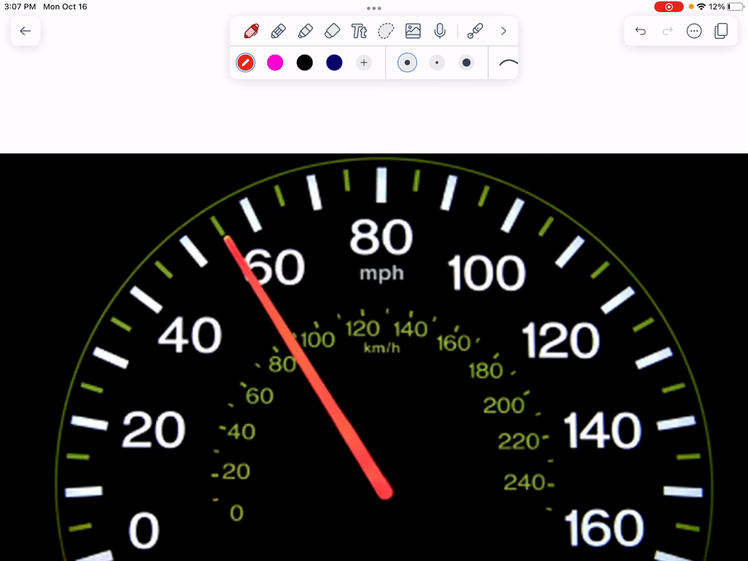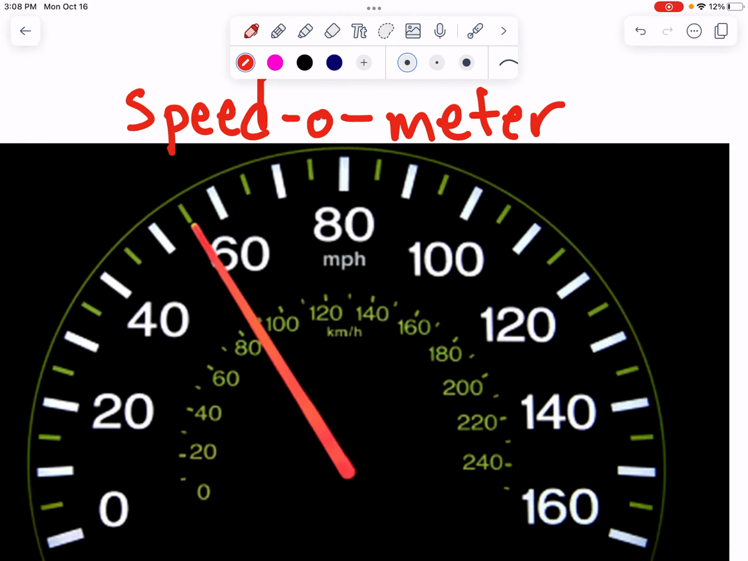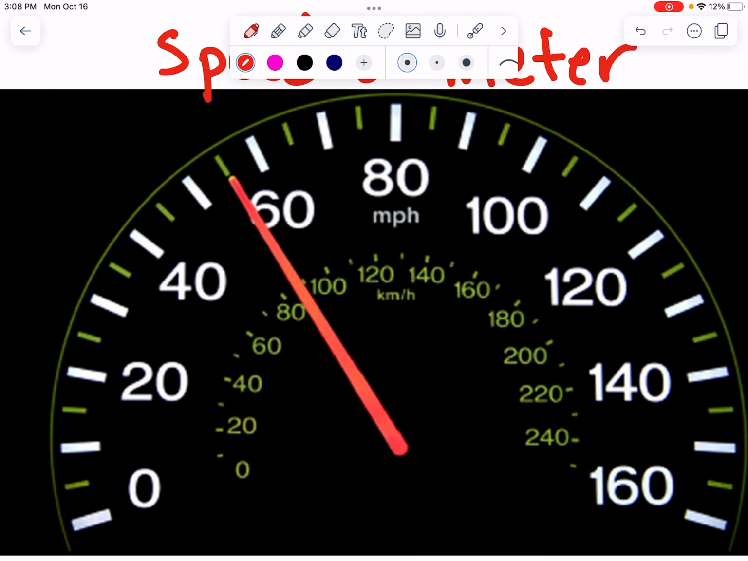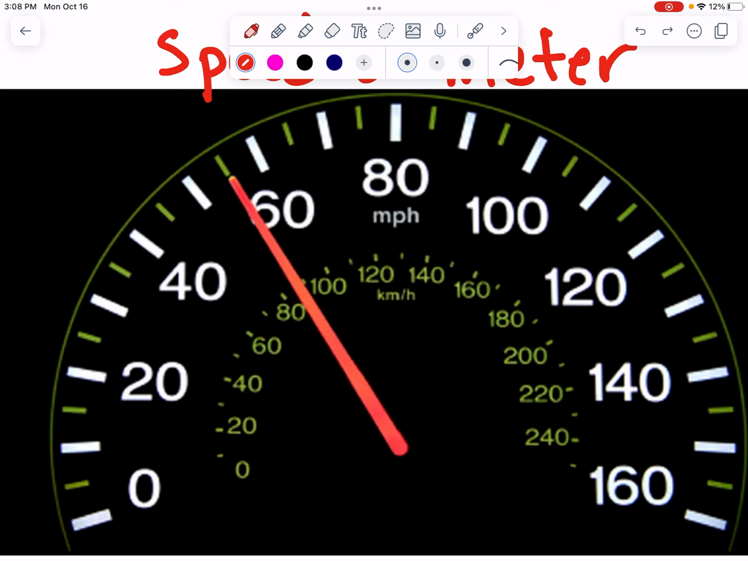Okay. We call this a speedometer, and it's spelled speed-o-meter. Obviously, you can take out the hyphens, but it's called a speedometer. It's basically speed per meter, or speedometer. Now, you'll notice if you look at any speedometer of a car made in the United States, it has 2 sets of numbers, 2 scales. Each one has a different unit.